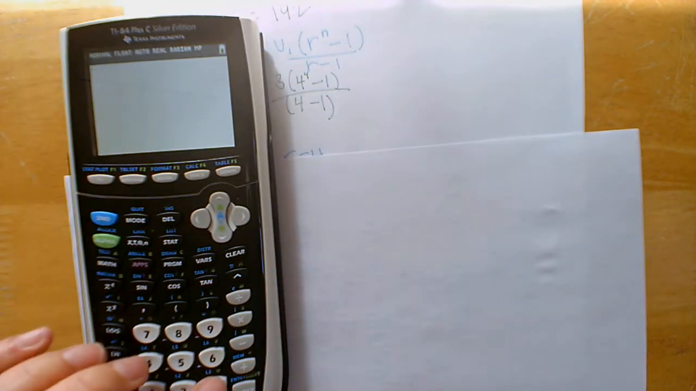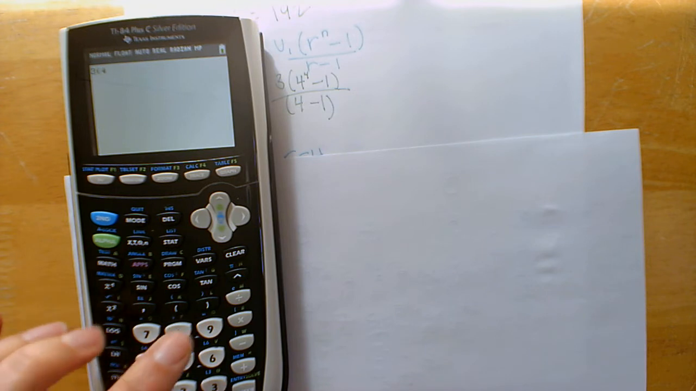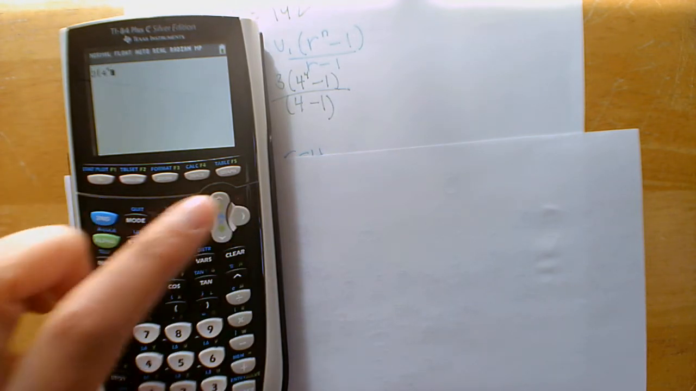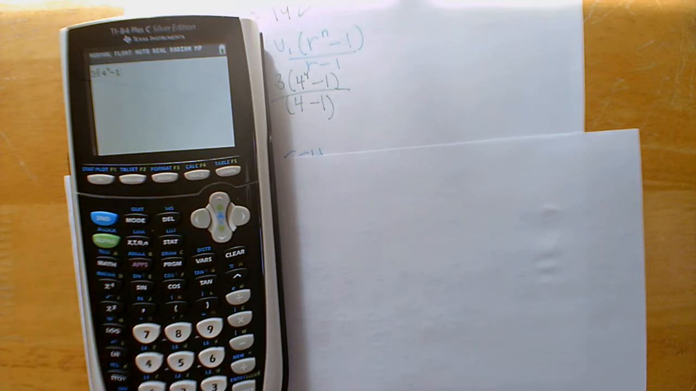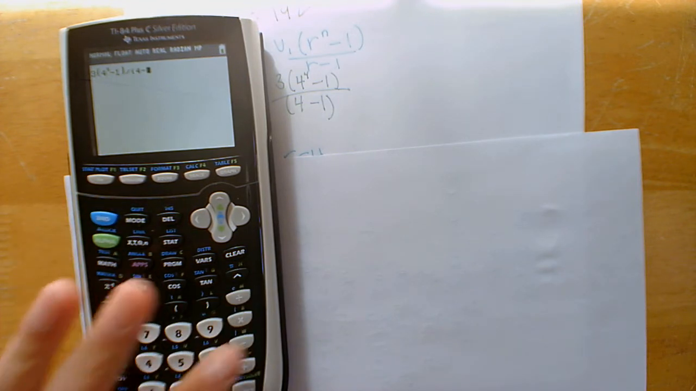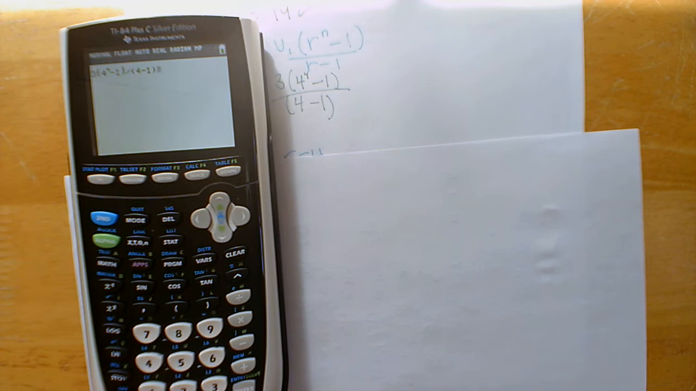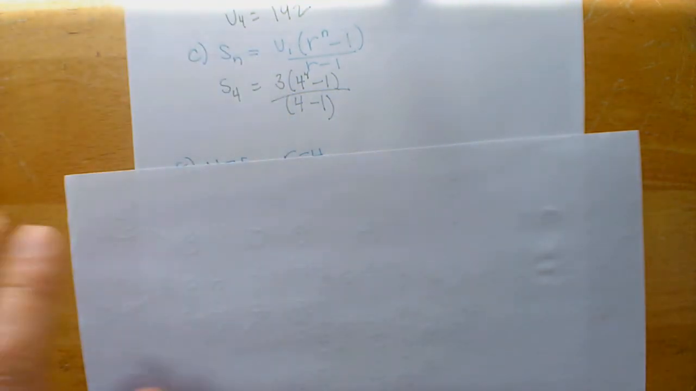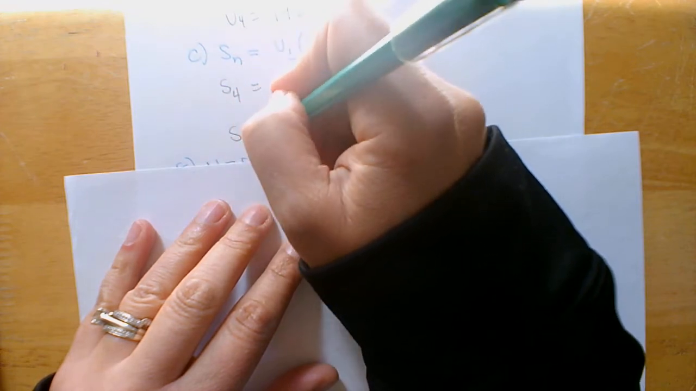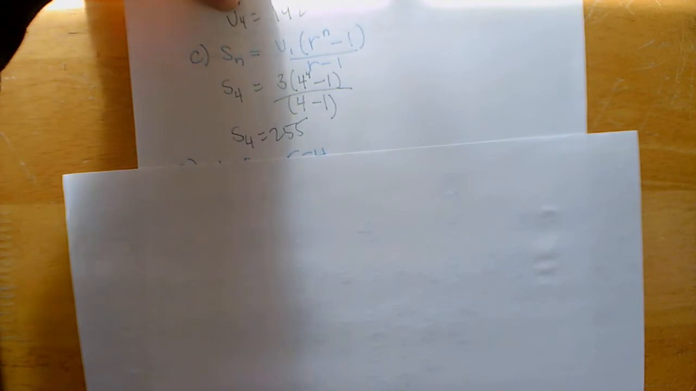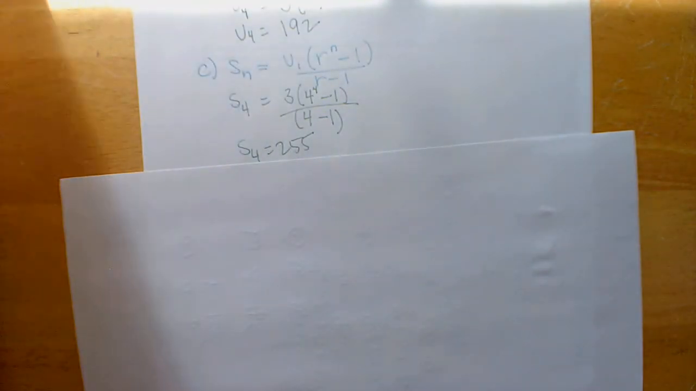Either way works. So we're just going to do 3 times 4 raised to the 4th power. Don't forget to push your over arrow key, because you need to be out of exponent position. And then minus 1 divided by parentheses 4 minus 1, or you could put 3. And we are going to get 255. So the sum of those first 4 terms is 255, using our geometric formula. Okay, that was number 7.